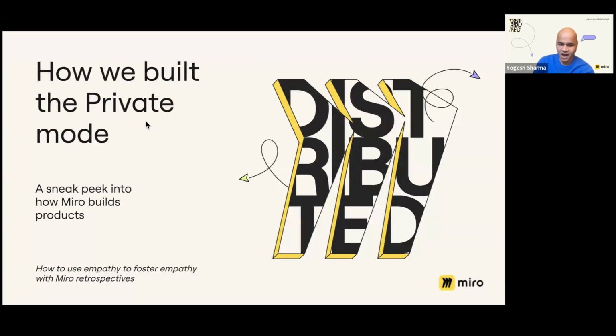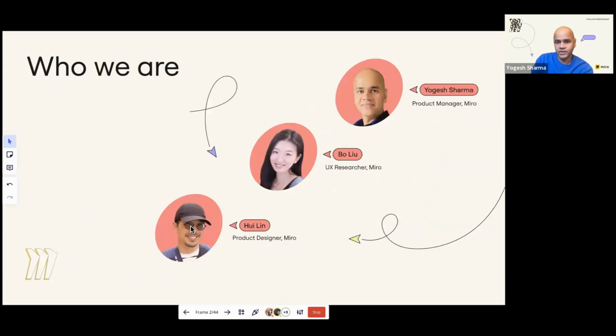Welcome to the session How to Use Empathy to Foster Empathy with Miro retrospectives. And today we are going to talk about the feature that we have built, the private mode, and how we built this feature. Through this, we are going to give you a sneak peek into how we build features and products at Miro.